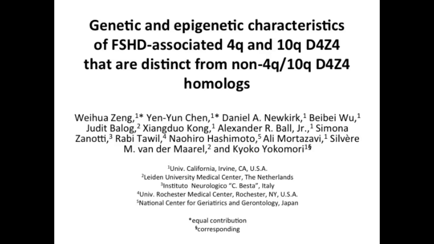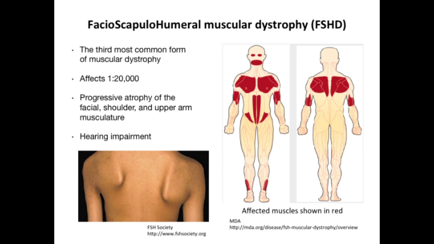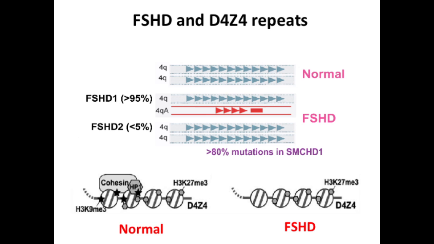And today we are going to talk about our work on FSHD. Facioscapulohumeral muscular dystrophy, for short, FSHD, is the third most common inherited muscular dystrophy in the US. The main symptom of FSHD is the progressive atrophy of facial, shoulder, and upper arm muscles.